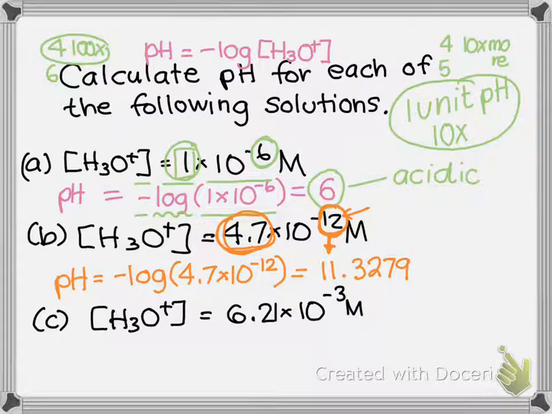Now my second thing would be, how do I know how many decimal places to go out? The convention with pH is it's dependent on your coefficient. So if you have 2 digits in your coefficient, then you will keep 2 decimals. So this number I would report as 11.32. Now this pH is greater than 7. So a pH greater than 7 would be a basic solution.